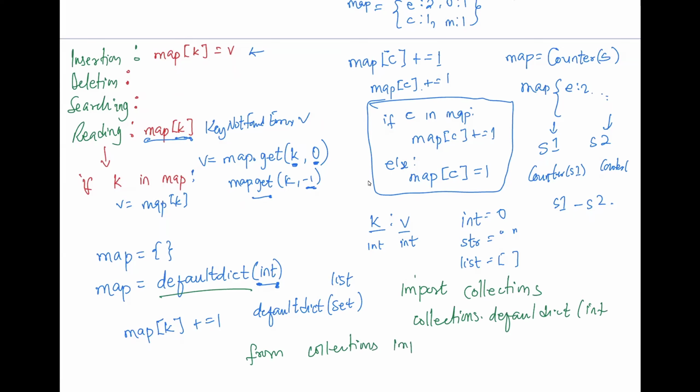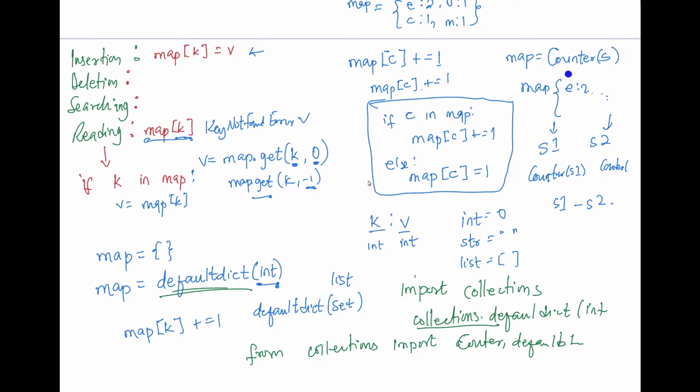From collections, let's import what you need. Import counter, then comma, defaultdict. If you do it this way, you don't have to write the full name. You can just write defaultdict and you're done. Does that make sense to everyone? Is everyone comfortable now with how we use defaultdict and counter? When writing your code now, please be using counter and defaultdict.